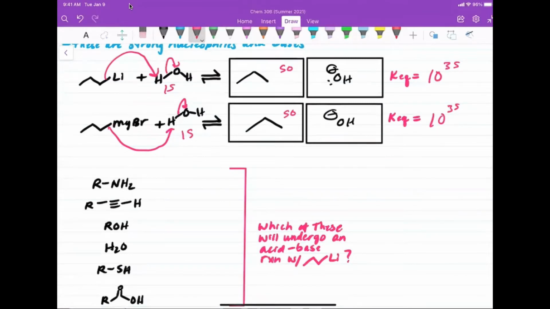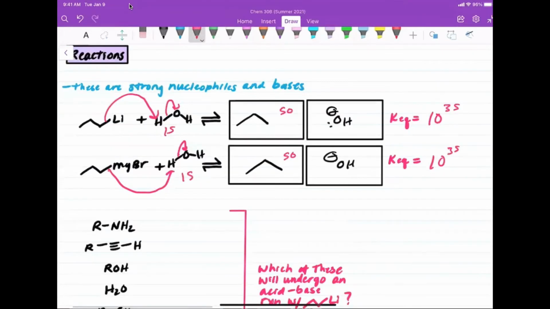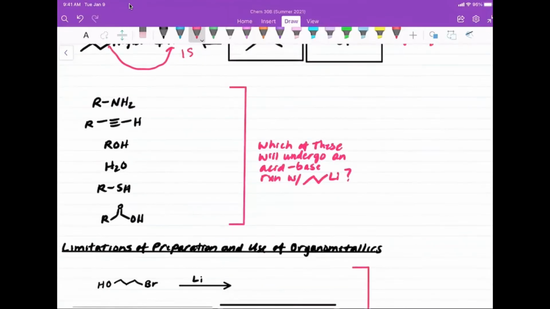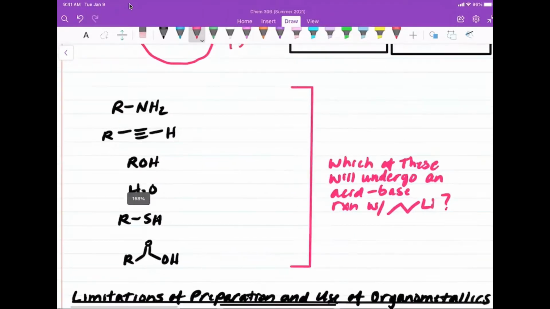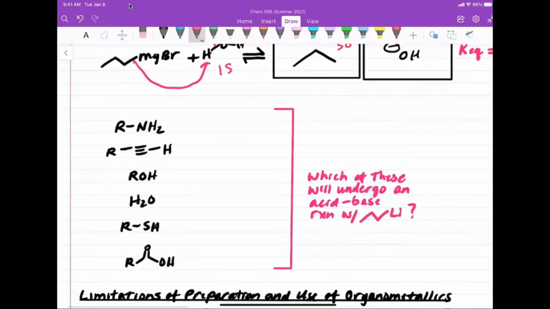Okay, so now the question is, clearly we can't have an OH group around. That's a massively favorable acid-base reaction. So if you have an OH group around, you don't want that if you're going to use an alkyl or organometallic, because it's going to immediately undergo an acid-base reaction. So what about these other ones? Well, let's just sketch in their pKa.